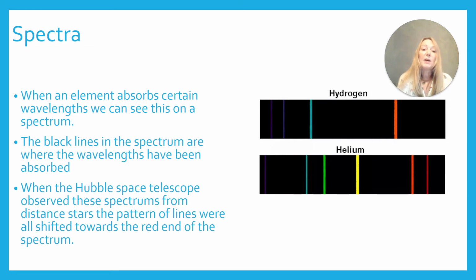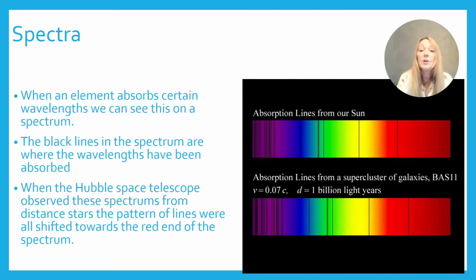So when we got pictures back from the Hubble Space Telescope, what we started to see is that these particular elements, we could see that all of the patterns were shifted to the red end of the spectrum. And so this is the kind of thing we were looking at, and this is what we saw. So if you look at the first part of this chart, we've got the absorption lines from the sun. So we can see all of those black areas are where the wavelengths would have been absorbed.